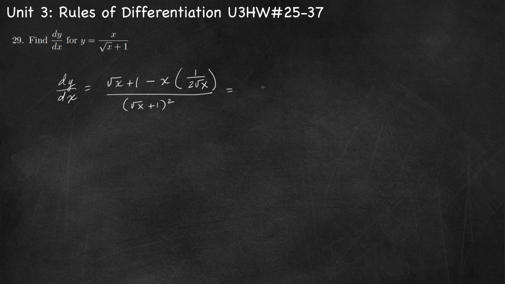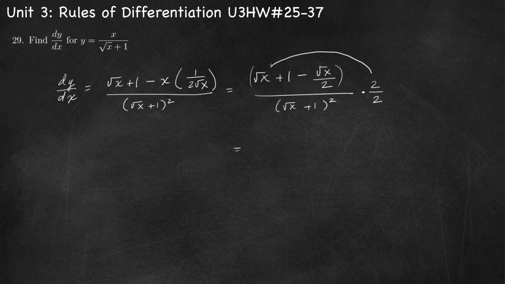Okay, and if we simplify our top, we get square root of x plus 1 minus, now x over 2 root x is square root of x over 2. And all of this is over square root of x plus 1 squared. Okay, now to simplify this further, to get rid of that complex fraction, I'm going to multiply the outer fraction by 2 over 2. So I'm going to distribute this here. Now the square root of x and negative square root of x over 2 are like terms, but I think I'll wait and combine them after I do this multiplying through by 2.